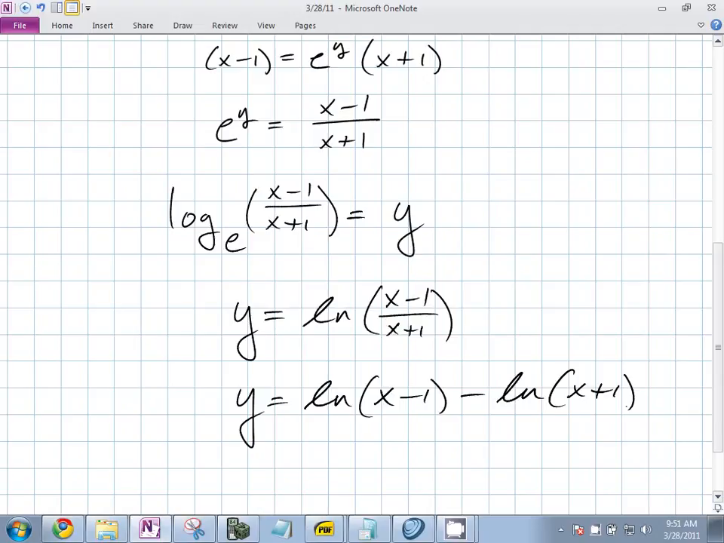ln is a shorthand for log base e. e is the natural number. There's a log button on your calculator and there's an ln button on your calculator. They are different. Yes, ln is log base e.